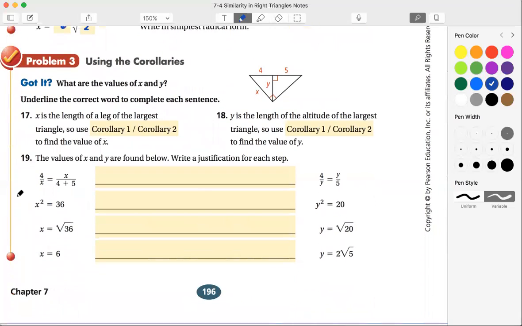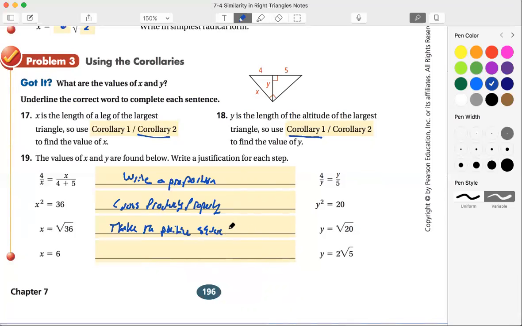All right, so x is the length of the leg of the largest triangle, so we're going to use corollary 2 to find the value of x. Y is the length of the altitude of the largest triangle, so we're going to use corollary 1. So we're going to first write the proportion, then we're going to cross multiply, then we're going to take the positive square root, and then we're going to simplify.